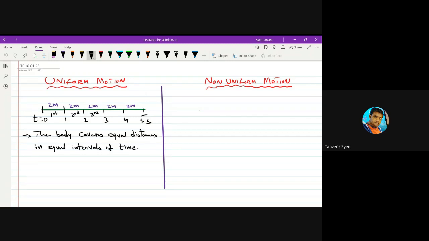The body covers equal distances in equal intervals of time. What is the interval of time we are taking here? 1 second each. This is 1 second interval, 1 second, 1 second, 1 second. All are 1 second equal intervals of time.